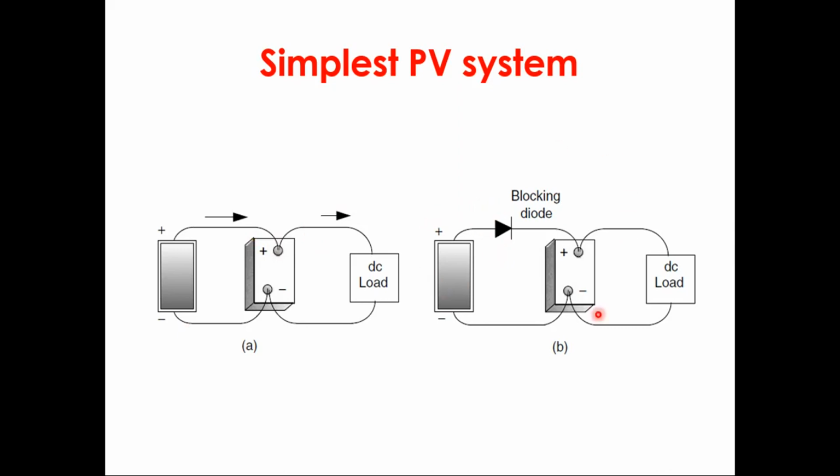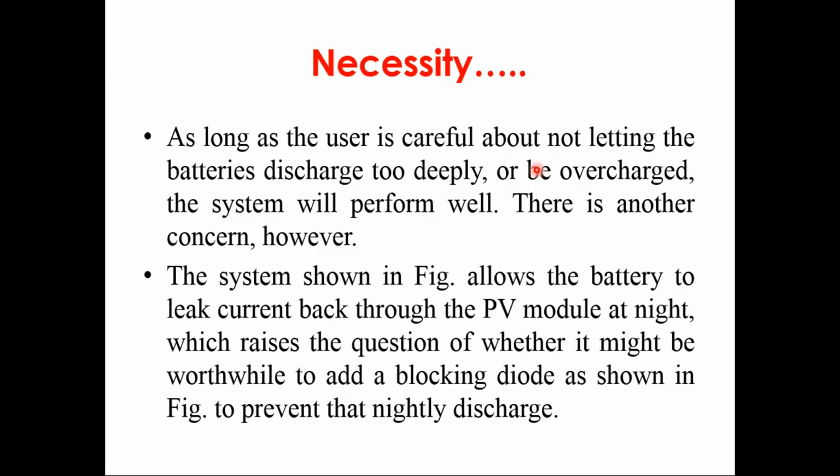So this is the simplest PV system, which has the blocking diode. No converters, no buck-boost converters, nothing over here. Just the PV, the blocking diode and the DC load. What is the necessity of the same? The system shown in the figure allows the battery to leak current back through the PV module at night, which raises the question of whether it might be worthwhile adding the blocking diode. So this is the concept of the blocking diode.